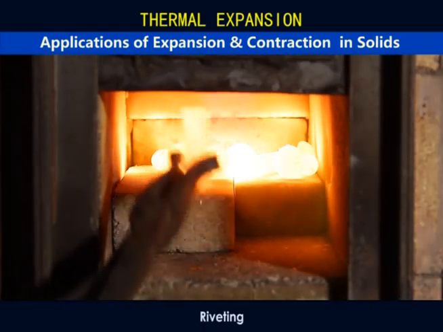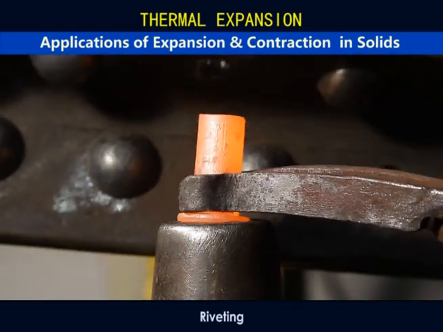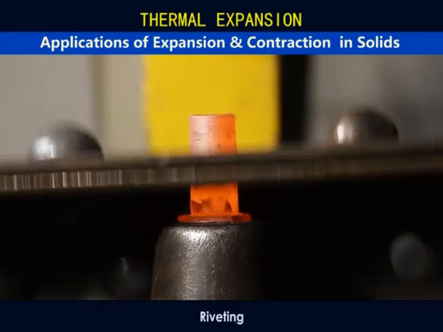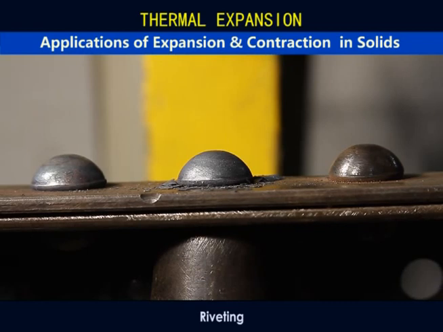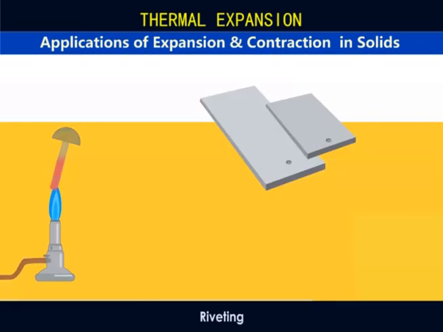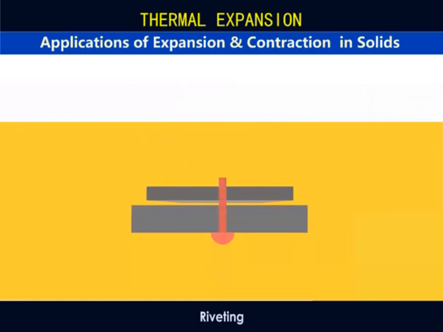Rivets used to hold metal pieces together are fitted and hammered while hot. When heated, the rivet expands. It is then inserted in a hole through the two plates and hammered to create a second head. When the rivet cools down, it contracts and pulls the two plates together, holding them more tightly.